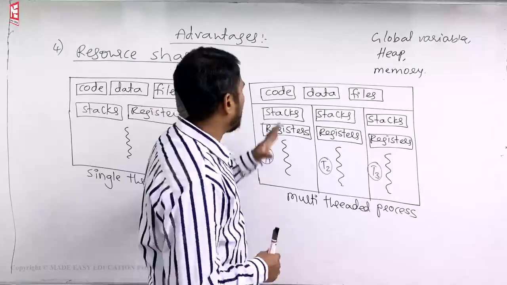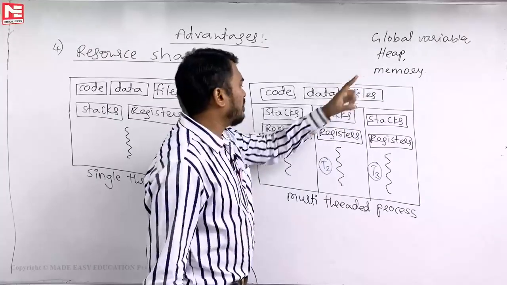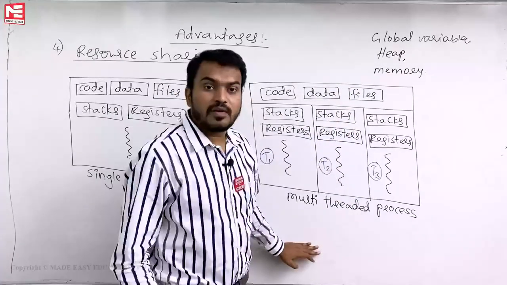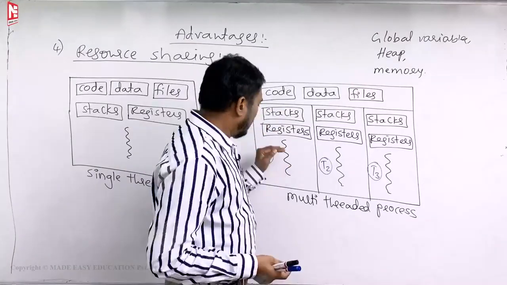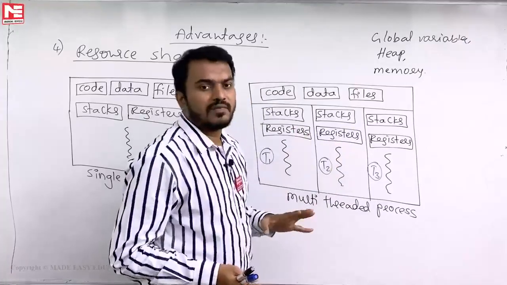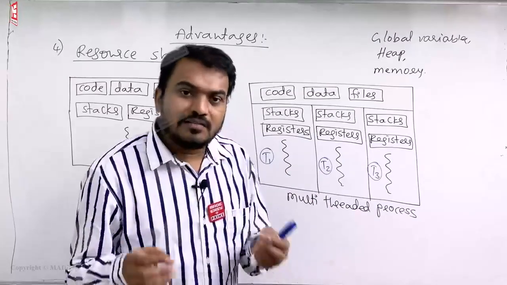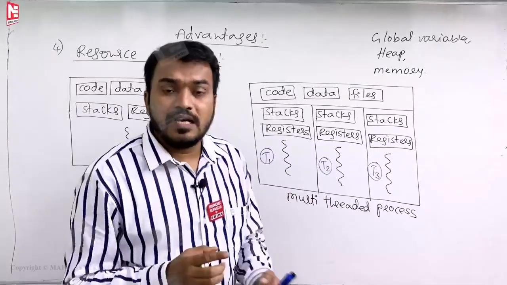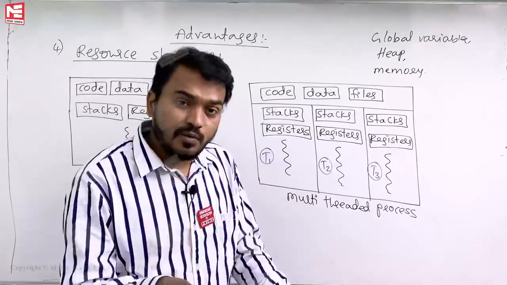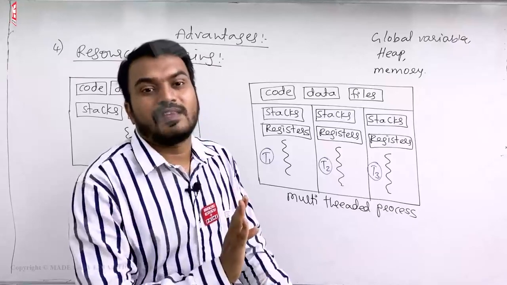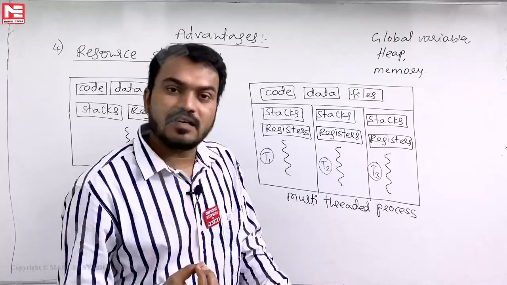Whatever the resources the process is having, like code, data in the sense global variables, files, heap and memory, will be shared among all the threads within the process, but stacks and registers cannot be shared, and every thread will have its own stacks and registers. Why? Because a thread is also just like a process, and it will have its own instructions to execute, and in order to execute its own instructions, it requires its own stacks and registers. So that is the purpose of maintaining separate stacks and registers for every thread. Is that clear? No doubt.